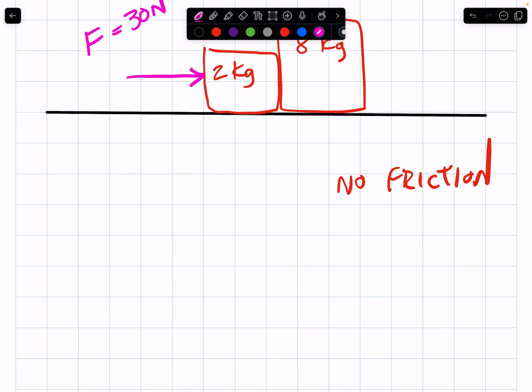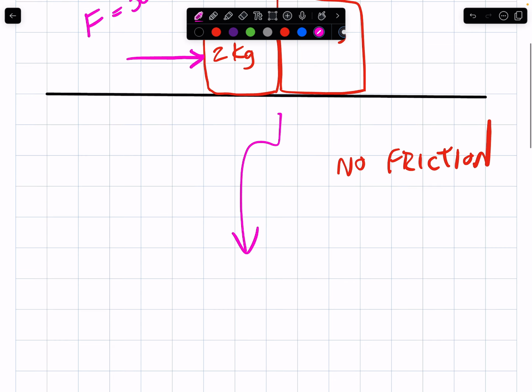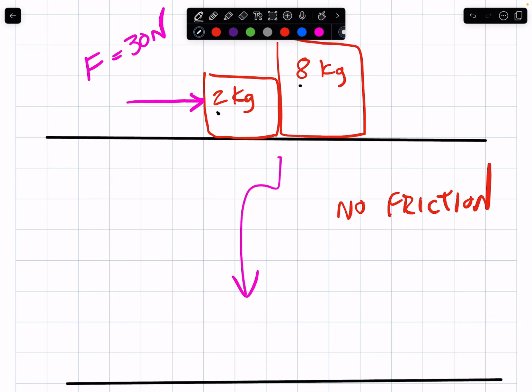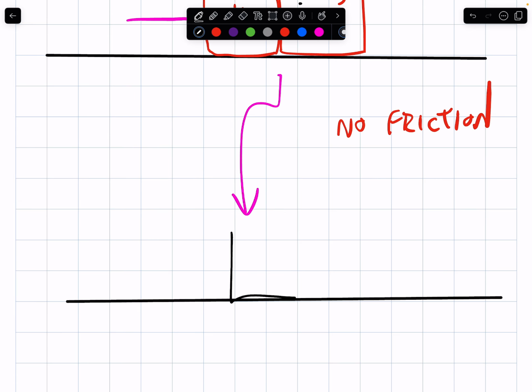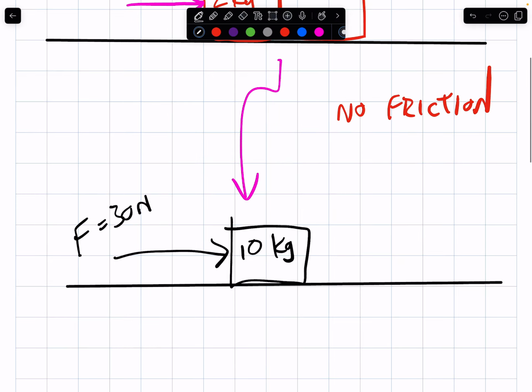So what you want to do is simplify this problem. Instead of 2 blocks, just pretend that they're 1 block. That block would have a mass of 2 plus 8, 10 kilograms. Now, this becomes much simpler, and there's a force of 30 newtons acting on it. There's the weight of the block and a normal force, but they're not involved in this problem because the surface is frictionless.